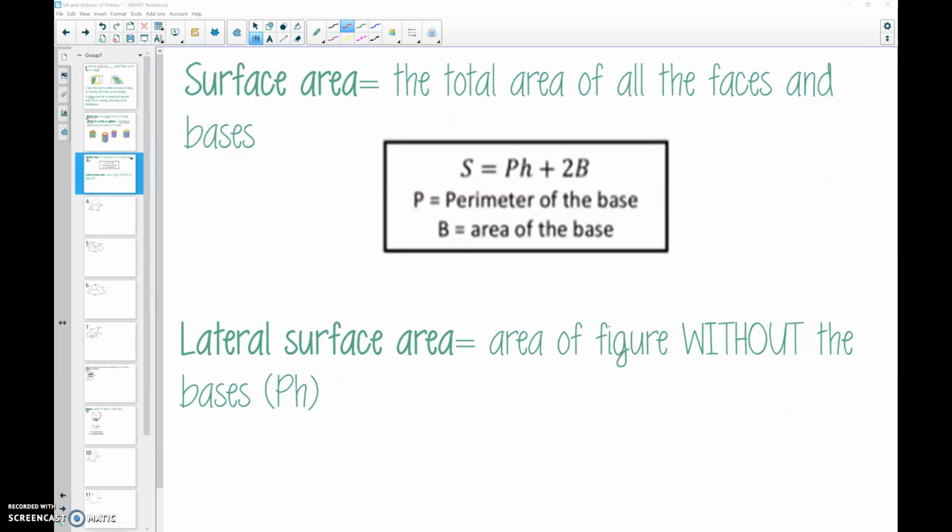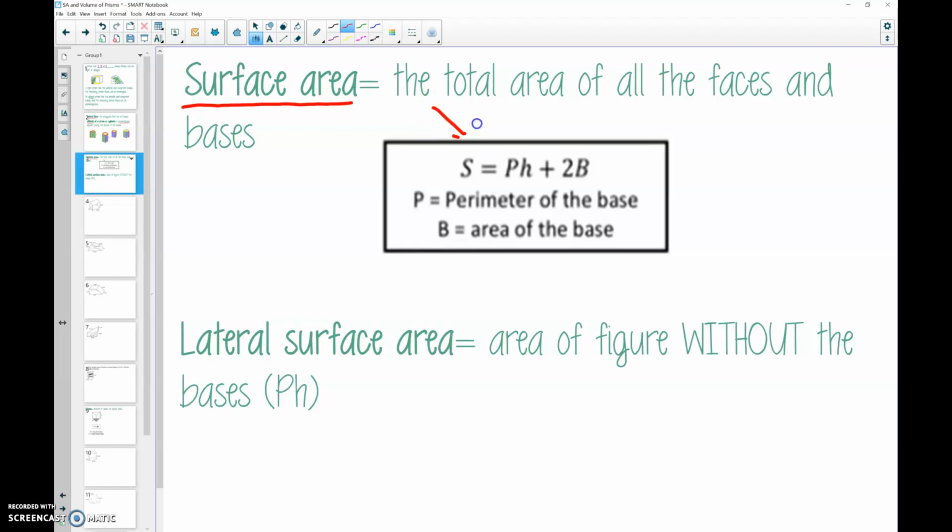So the first measurement we're talking about today is surface area. Now, surface area is the total area of all the faces and all the bases. Think about it in terms of wrapping a gift. The amount of wrapping paper you would need to cover something, that's the surface area.